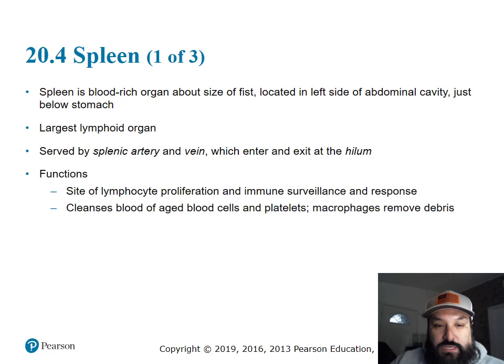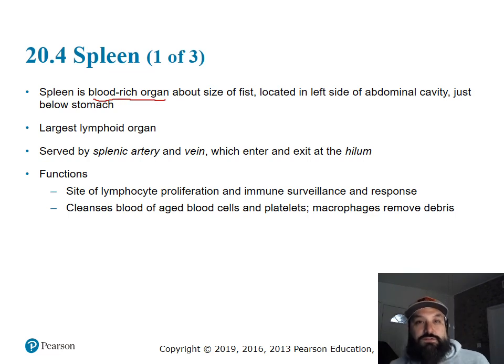Okay, let's talk about the spleen. Okay, the spleen is a very blood-rich organ. It's very vascularized. There are a lot of blood vessels in the spleen itself. Okay, it's located on the left side of the abdominal cavity, just below the stomach. In fact, it's our largest lymphoid organ. Okay, since it has a ton of blood vessels feeding it, it has two main arteries and veins. We call these the splenic.